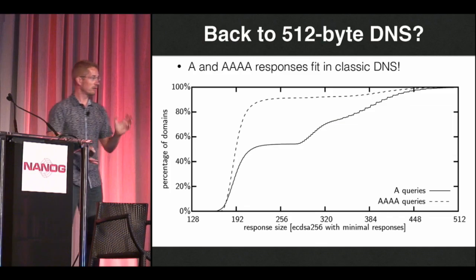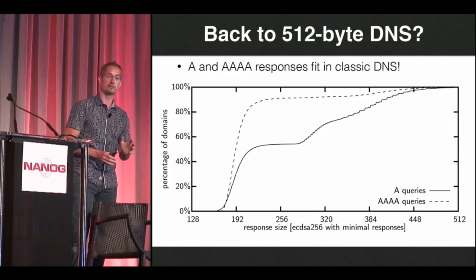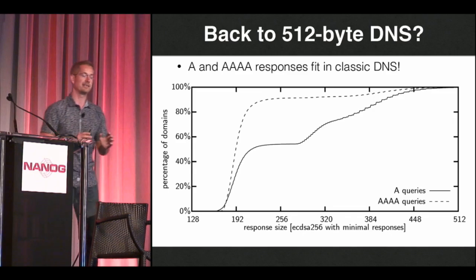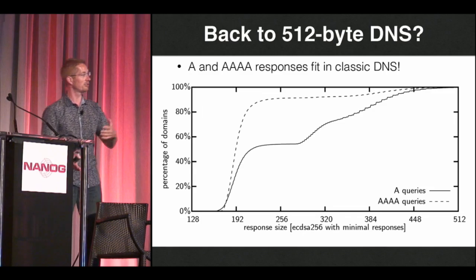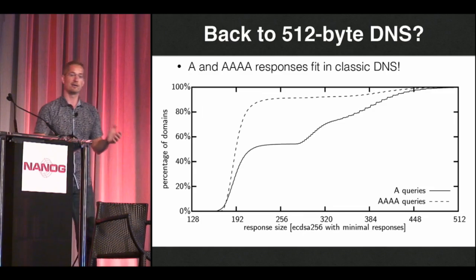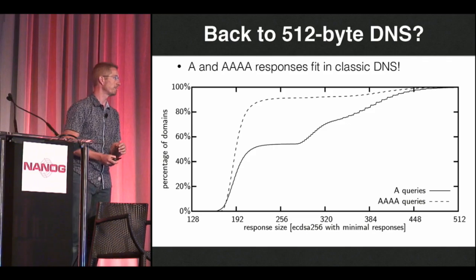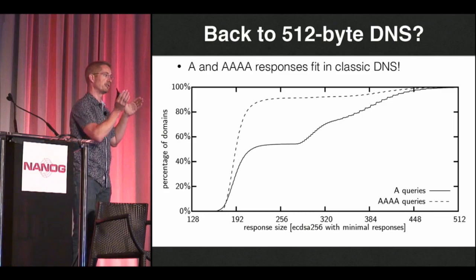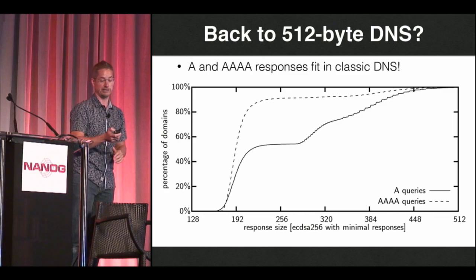And maybe if we go to ECDSA or EdDSA-based signatures, we could go back to classic 512-byte DNS, because we also looked at the bread and butter of DNS, so the A and quad A responses. And what you can see is that all of these would fit in a classic 512-byte packet, which if you were to use RSA together with DNSSEC would not be the case.